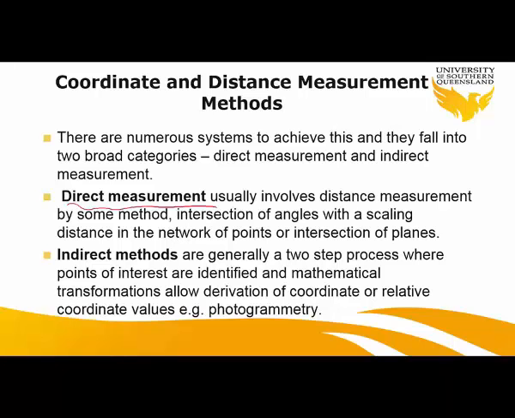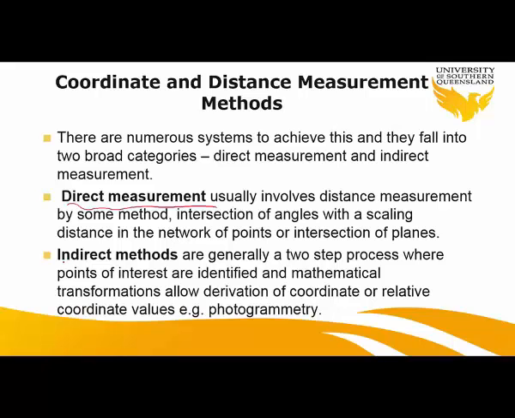The first one is direct measurement. For example, a total station, where you use distance and angle measurement to get the coordinates of the target. So basically we are measuring the distances and angles, and by using direct measurement we get the coordinates of the point. But we also have the indirect method.